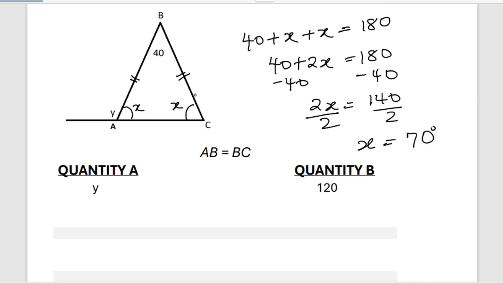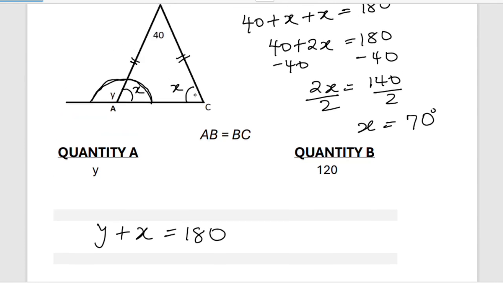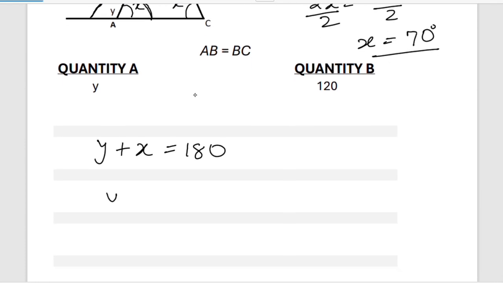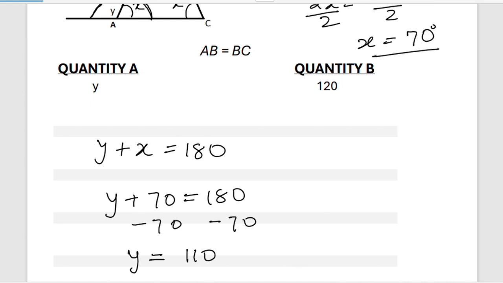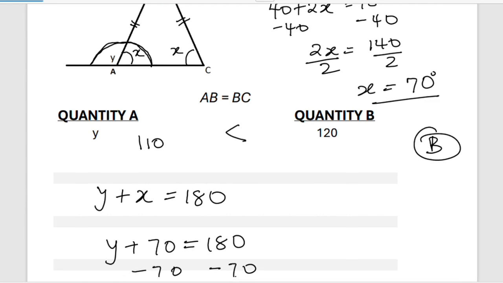And then that will now bring us down to point A. At point A, we have that angles on a straight line add up to 180, which means that y plus x has to be 180, and we already know that x is 70 degrees. So this would be y plus 70 equals 180. Subtract 70 from both sides. We have that y is simply 110. So quantity A is 110, and this is definitely less than 120. So the solution to this is B.